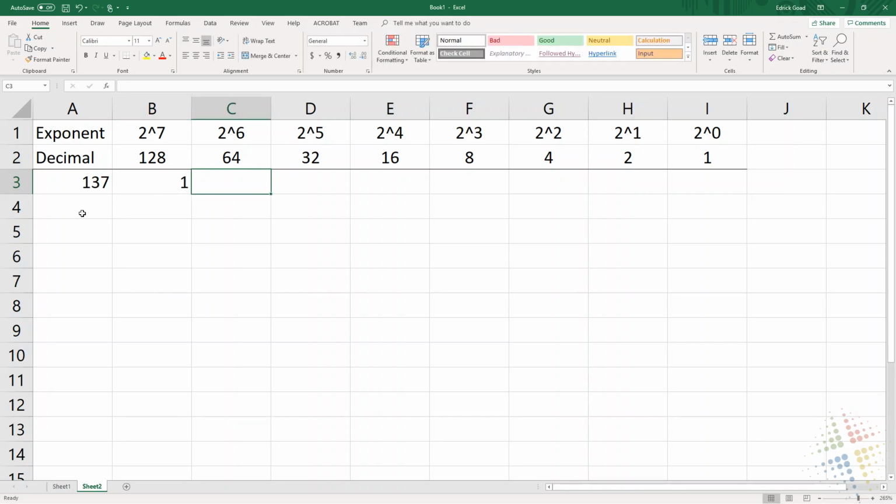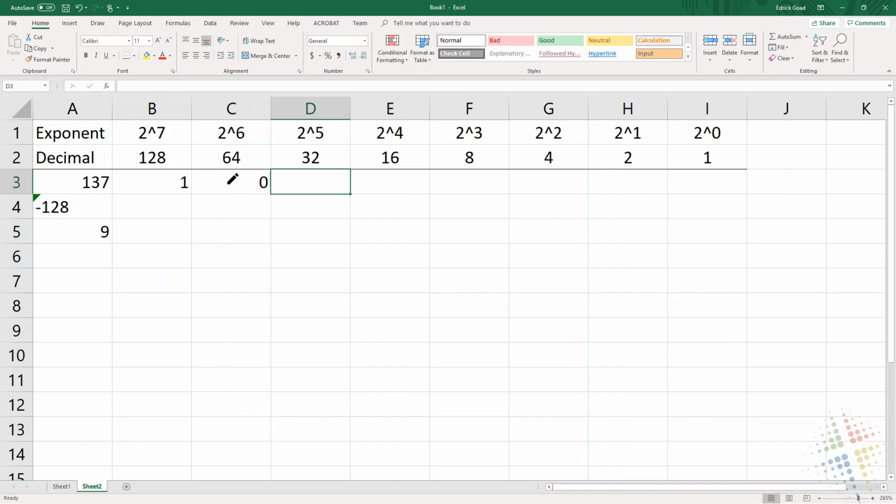Okay, so what is 137 minus 128? 137 minus 128 is 9. Got to confirm my math there. I'm not super fast sometimes. So 137 minus 128 is 9. Now that I have this one digit here, 9 is my new number. So now I start looking at 9 and the next column. Can I subtract 64 from 9? No, I cannot. Not staying positive anyways. Therefore, the column right here for 64 is a 0.